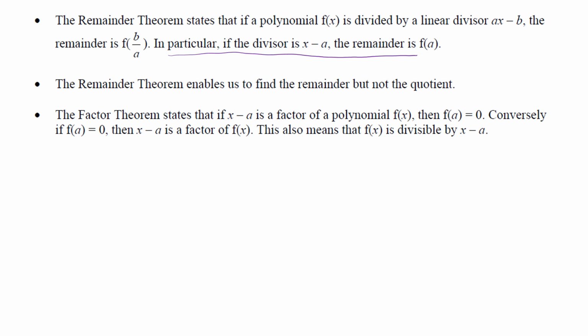Right, so the factor theorem states that if x minus a is a factor, then your remainder is 0. Conversely, if you're given that the remainder is 0, then you can safely say that x minus a is a factor.